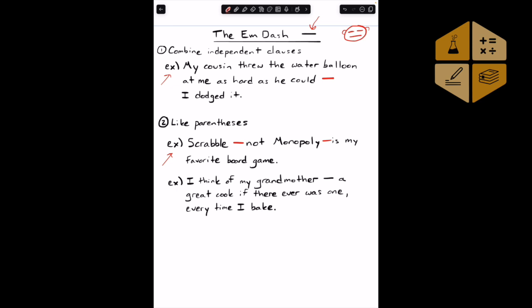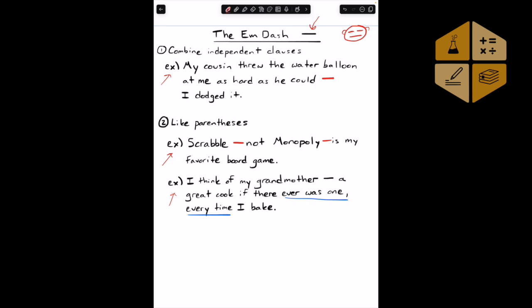The reason I put this second example down here is to show you a way that the ACT likes to ask questions about em dashes so you can see how to think about it. So what they'll do is they'll have a sentence like this: "I think of my grandmother, em dash, a great cook if there ever was one, every time I bake." And what they'll have underlined is probably something like this part right here, going over where you have that comma after the word "one."